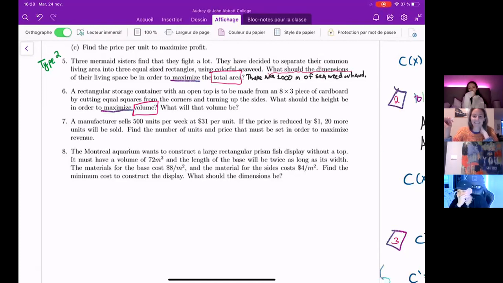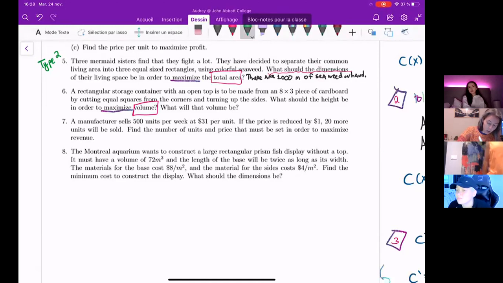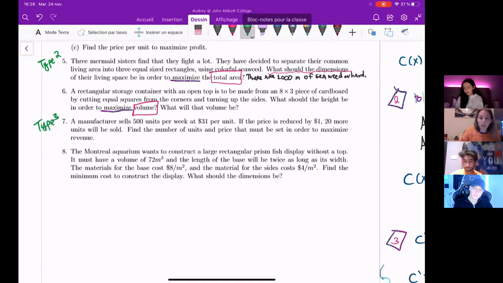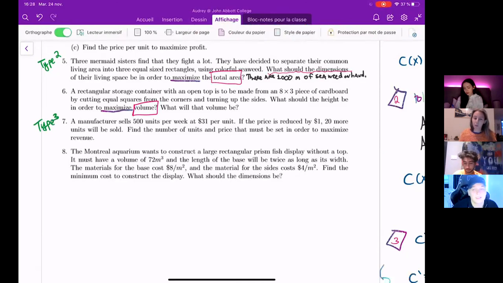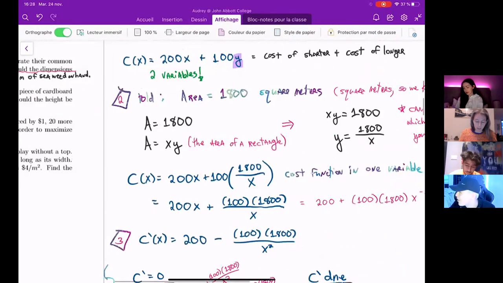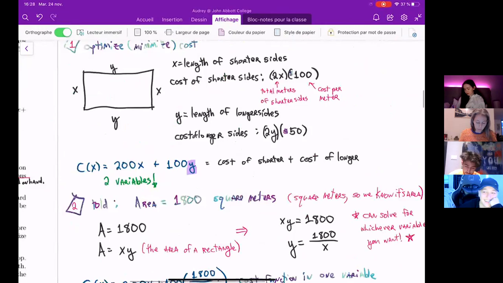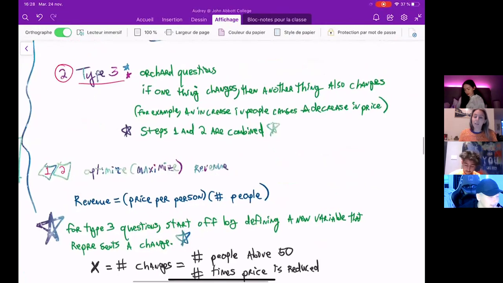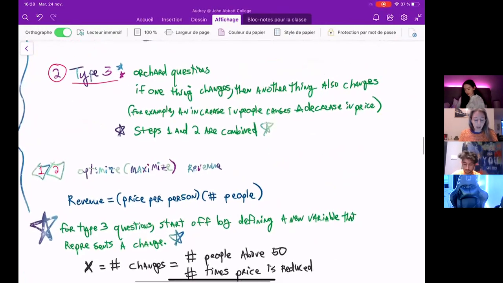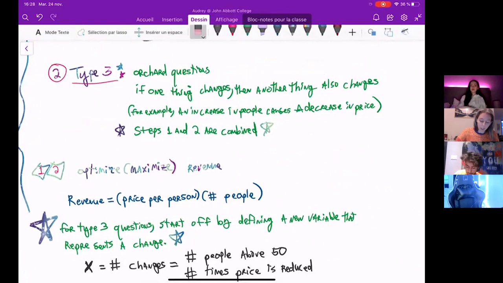Yes. All right, guys. Okay, good. That's a bunch more of you. So the answer is that yes, this is a type 3 question. Almost all of you got it. So I'm just going to go back over and read the notes that we wrote yesterday about type 3 questions. Type 3 we called orchard questions, and they were questions where if one thing changes, then another also changes. For example, an increase in people causes a decrease in price.